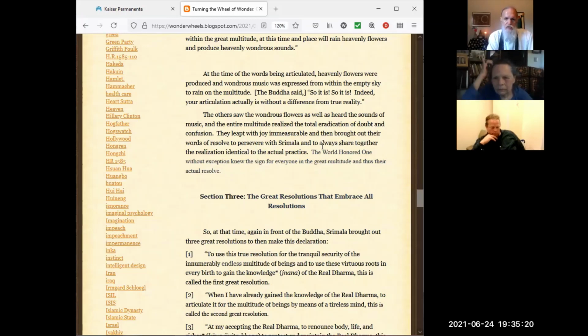So I love this phrase. Again, it emphasizes the realization identical to actual practice. Again, this emphasis on practice is important. I like also the idea that they leapt with joy, immeasurable, and then brought out their words of resolve.